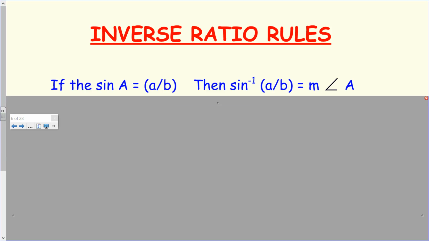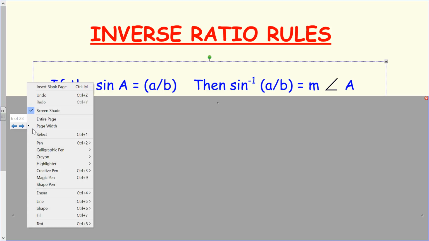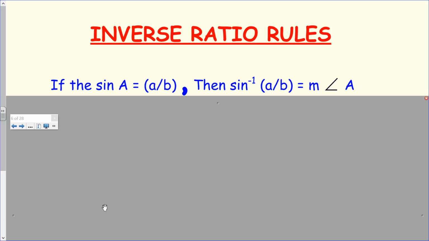So go ahead and first copy that statement down. If the sine of A is equal to A over B, then the inverse sine, again sine to the negative 1 power, that means inverse sine. Whenever you see that negative 1, then the inverse sine of A over B is the measure of angle A. I'm going to copy that down.